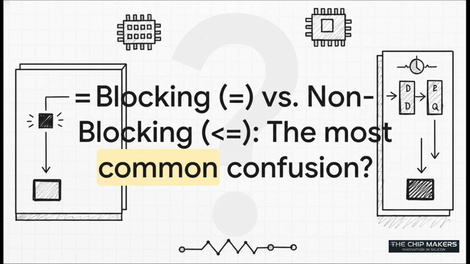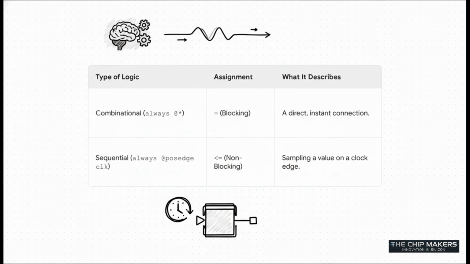There are two ways to assign a value in Verilog, with a single equals sign or with this little less-than-equals arrow thing. They look almost the same, but they describe two totally different physical things. Luckily, the rule is really simple, and it connects right back to our two types of logic. For combinational logic, the brains, you always use the regular equal sign. This describes a direct, immediate connection, like a wire.